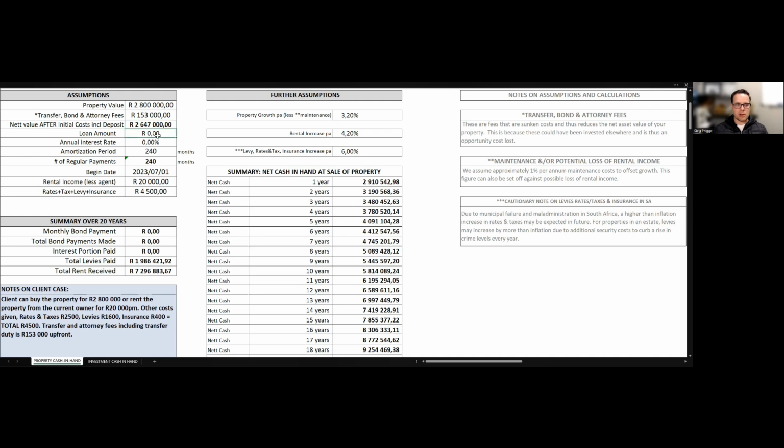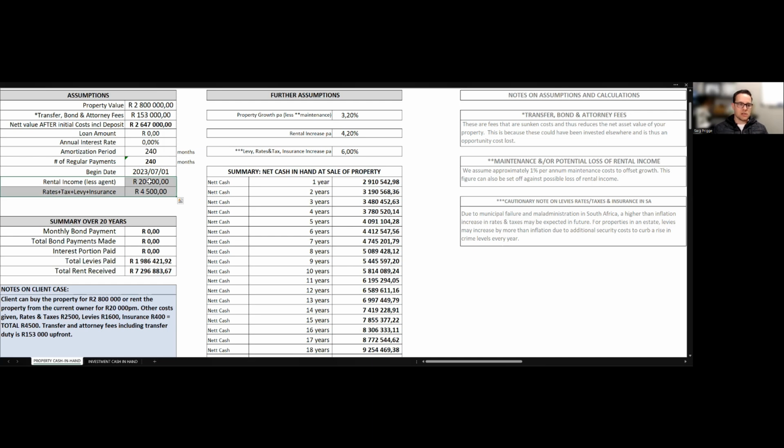Right, there's no loan amount. There's no interest rate that applies because there's no loan amount. There's no amortization period of 20 years in this case. So we're not doing that. There's no begin date of the loan, but this part is applicable. So there's a rental income on this property of 20,000 Rand.